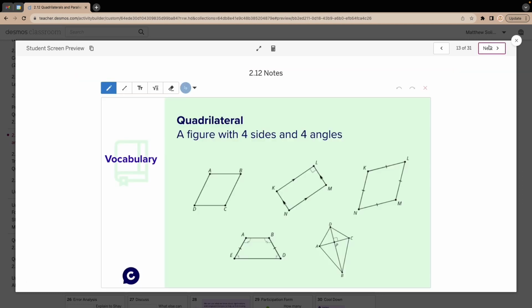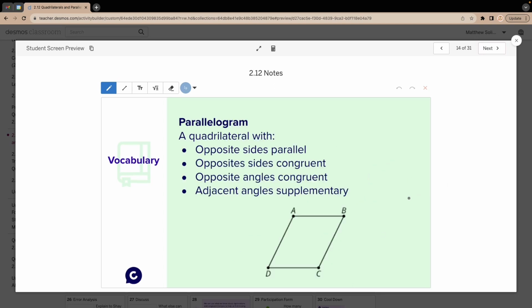So we're talking about quadrilaterals today. Quadrilateral is just a shape with four sides and four angles. Here's a bunch of examples. We just really explored one of them, which is a parallelogram. And some properties of a parallelogram is the opposite sides are parallel. So these two sides are parallel. These two sides are parallel.